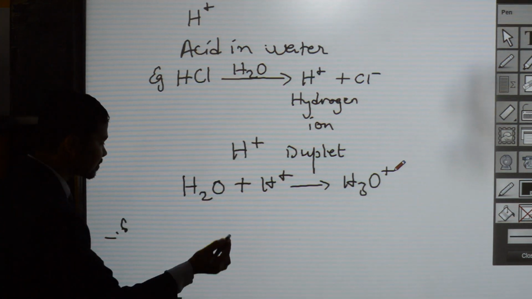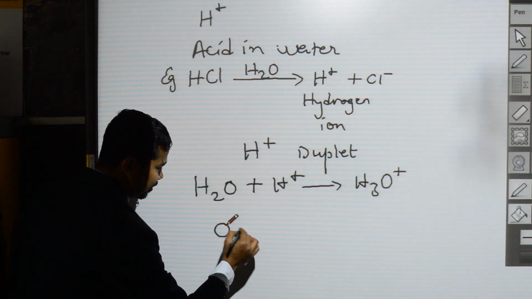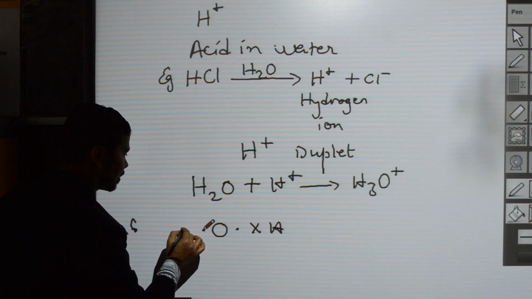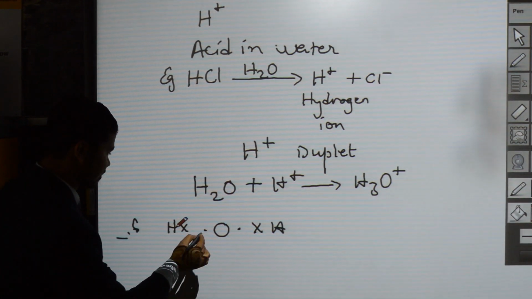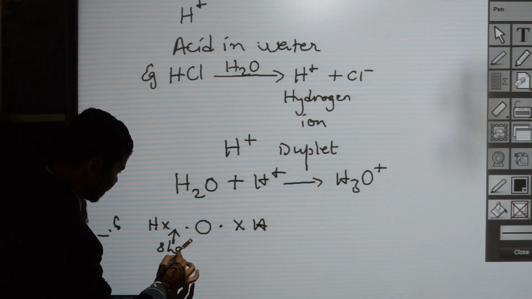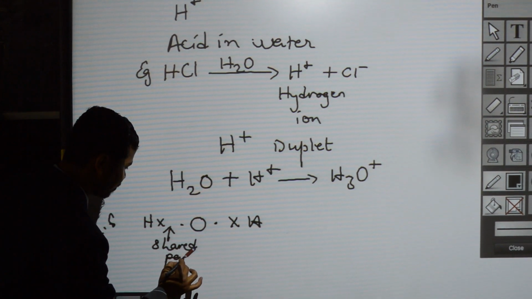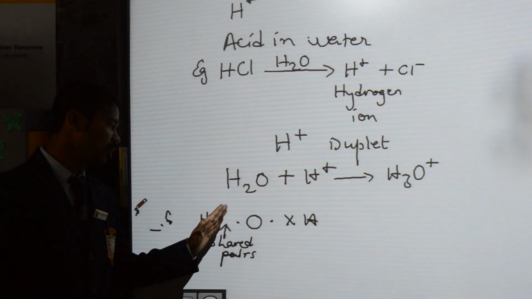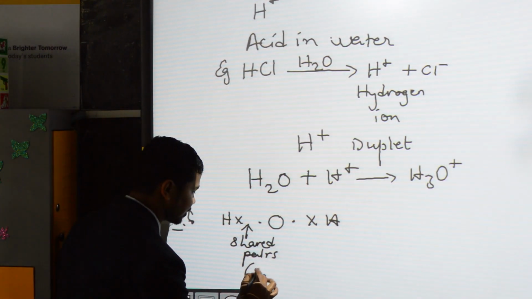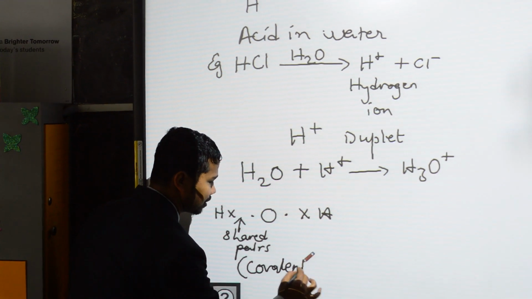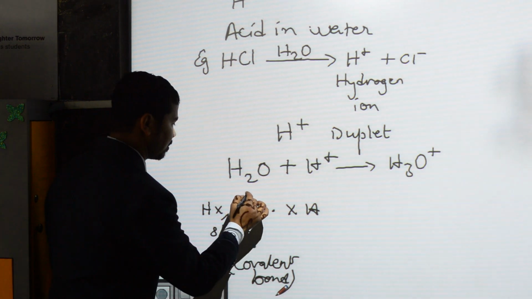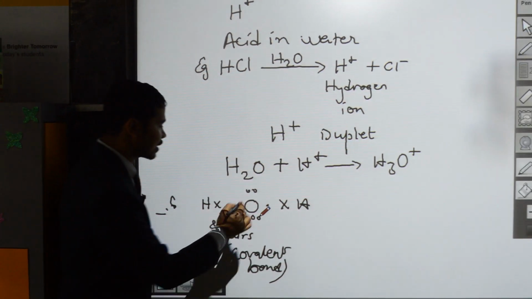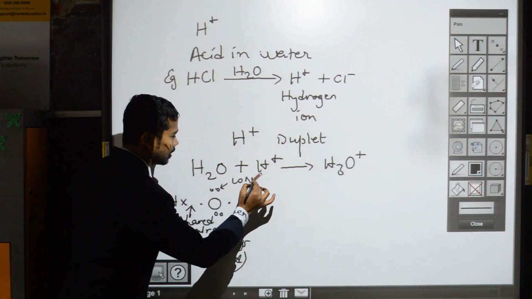Let's see in detail. Now, water is formed by two shared pair of electrons. These are the shared pair, because these are mutually shared between hydrogen and oxygen. Hydrogen giving one electron, oxygen giving one electron for the formation of this particular bond. As a result, this is also called covalent bond. But here we can see oxygen has two pair of electrons left, and these two pair of electrons are lone pair.